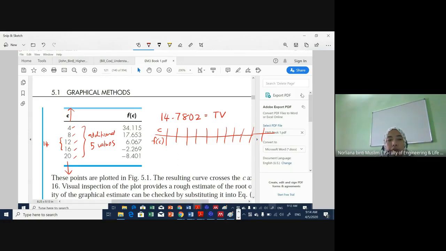Once you have that, you can start plotting the graph. The x-axis will be your C, the y-axis will be your FC. Select a suitable scaling for C. You are supposed to have 10 here, then 10 also, depending on this one. Next, plot, let's say 4. Let's say I have this kind of scaling as 4, then I have 34.15.